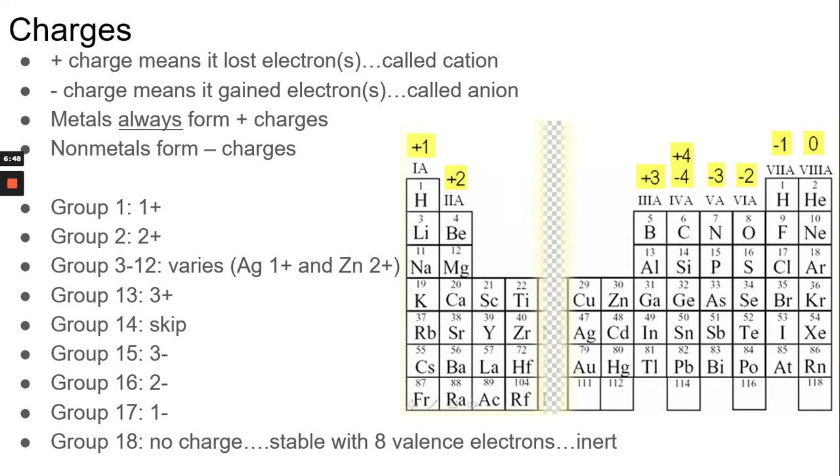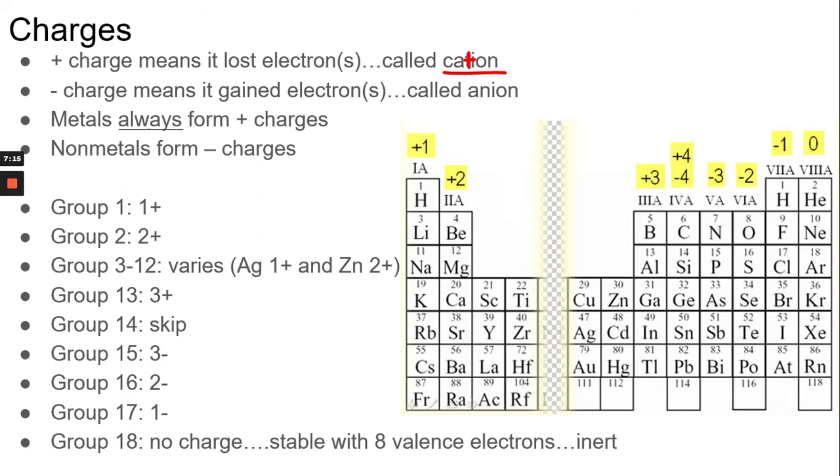And then finally, the charges on the periodic table. Remember that a positive charge means it lost electrons. Those are called cations. So you have that plus sign in the middle of that word. Negative charges mean they gain electrons. They're called anions. Metals always form positive charges, so metals are always cations. Nonmetals form negative charges, so they are our anions.